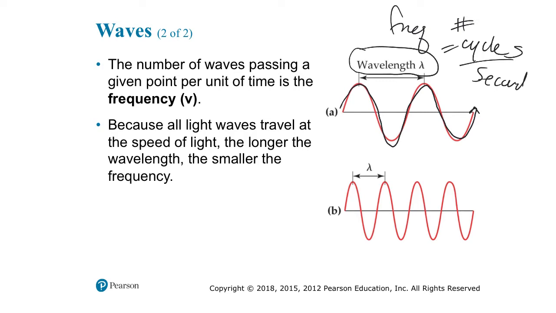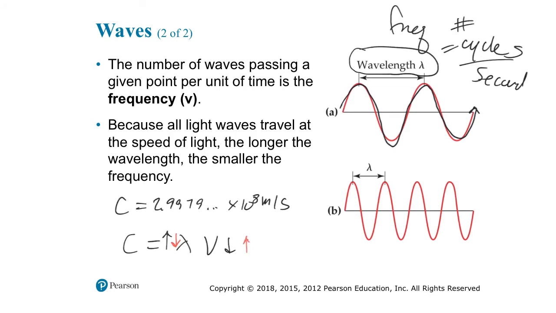Because all light travels at the same speed, the speed of light of 2.9979, there are some more digits known, times 10 to the 8 meters per second, the longer the wavelength, the lesser the frequency. So we can imagine there's a relationship between the wavelength and the frequency, so that the longer the wavelength is, the fewer cycles are going to be completed per second. And likewise, if we have shorter wavelength light, then it's characterized as completing lots of cycles per second.